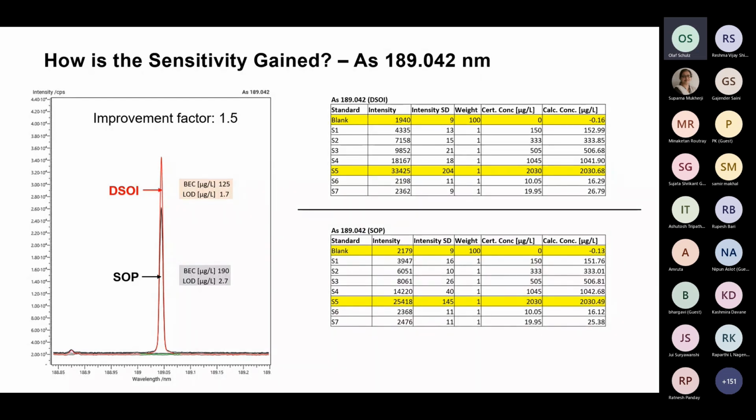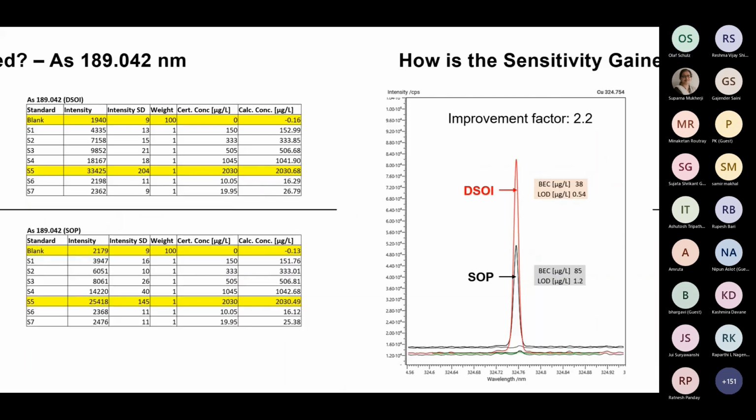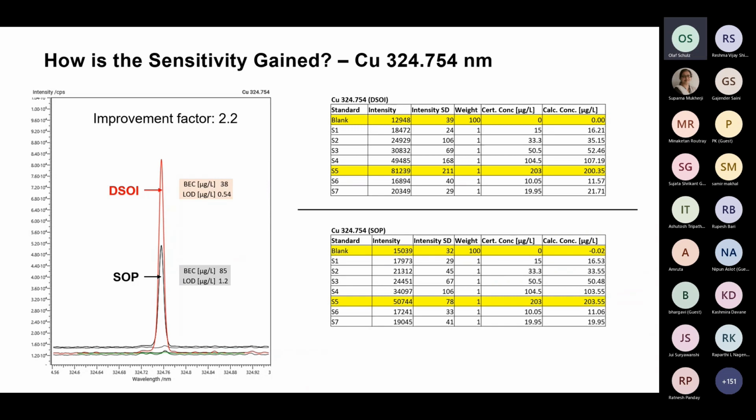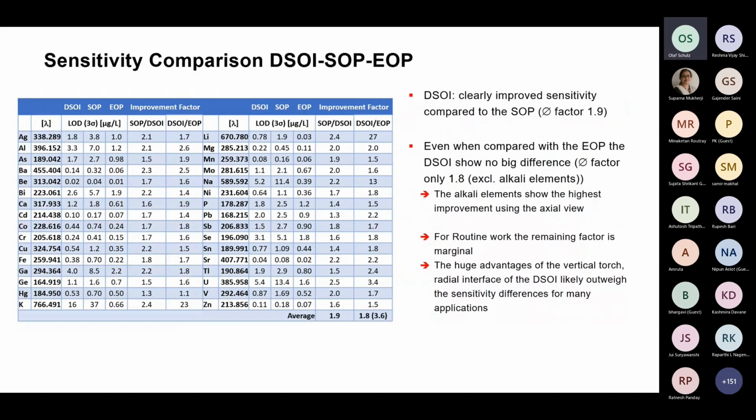And as the picture shows, the sensitivity for arsenic, one of the more difficult elements for ICP-OES, is shown as an example. Using the side-on plasma observation technique, the LODs can be improved here by 50%. The improvement certainly depends on the element, and as the example of copper on this slide demonstrates, also a gain beyond a factor of 2 is possible. Now, when compared with the single radial technique, an average improvement factor of 2 is achieved. And when compared with the axial technique, there's not really a big difference anymore.